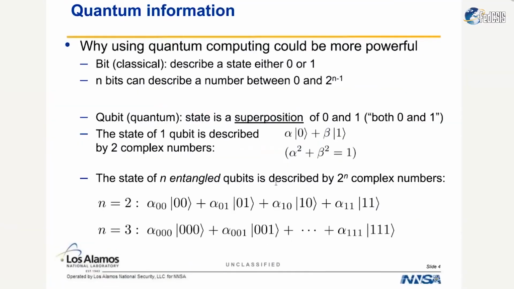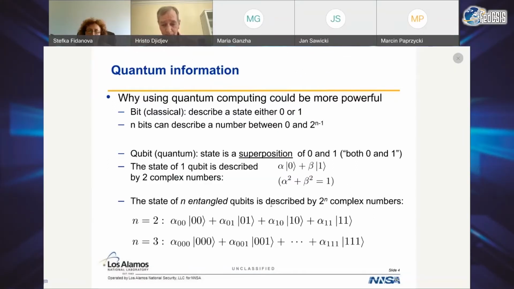Okay, so we have 4 numbers describing 2 qubits, and when we have 3 of them, then we have 8 coefficients and so on. So we can see that there is a lot of information contained in one quantum register. So let's go to the next slide.